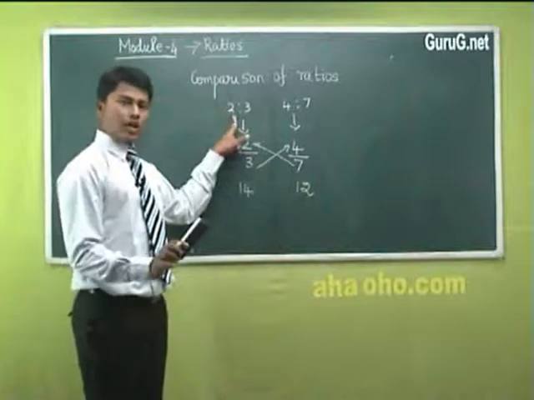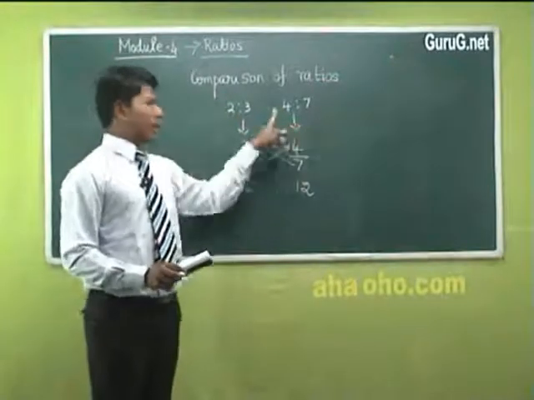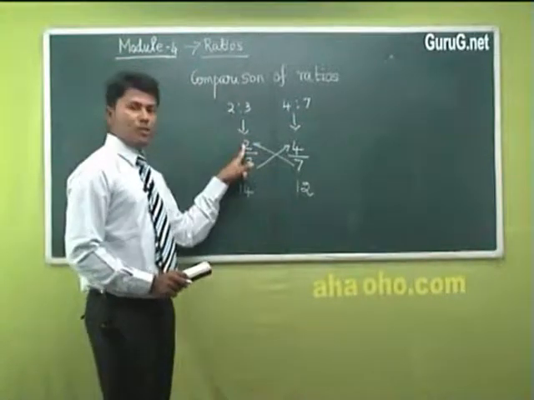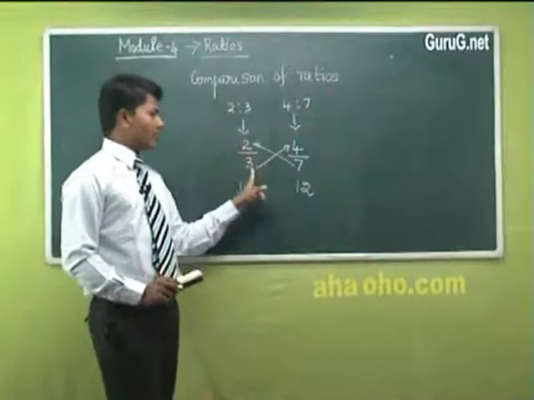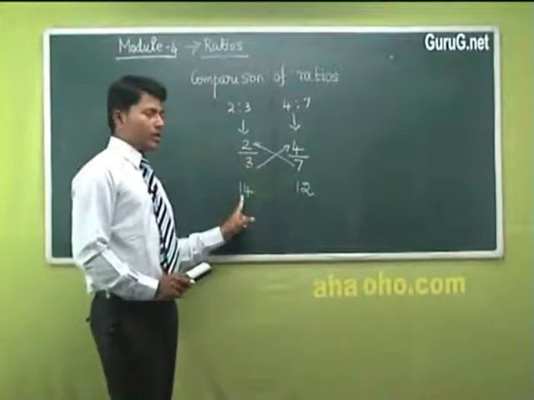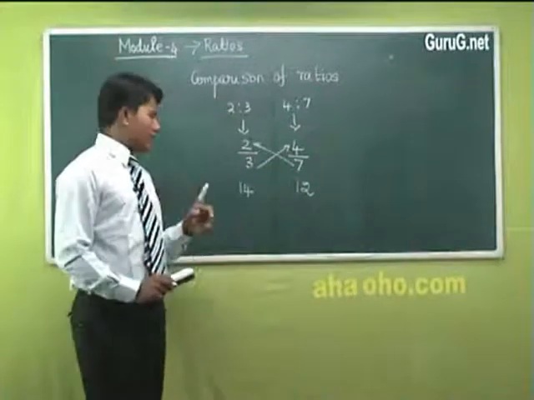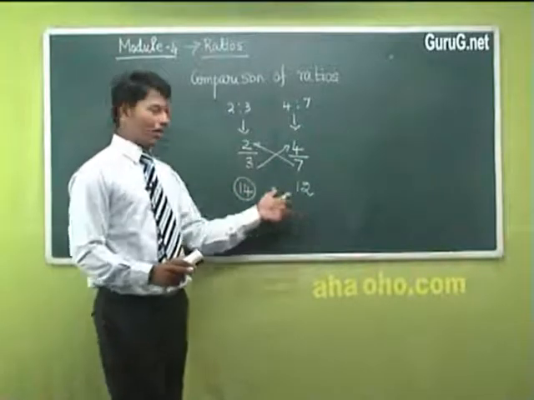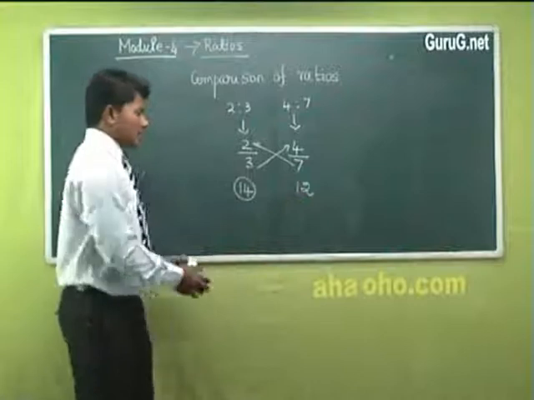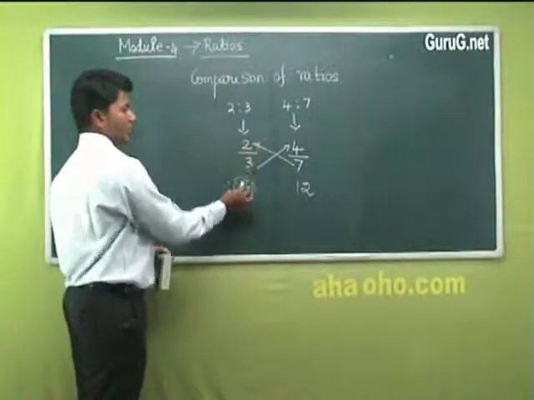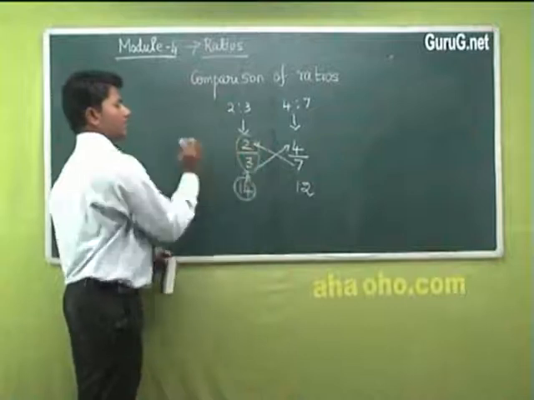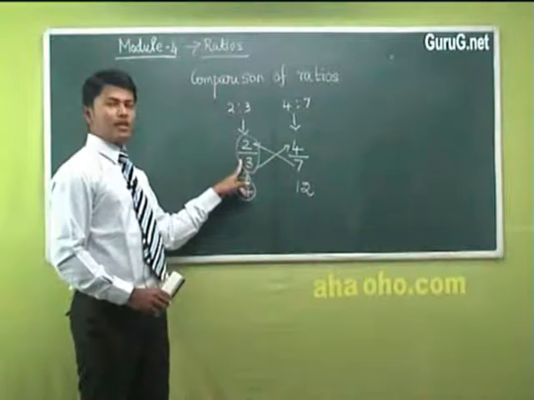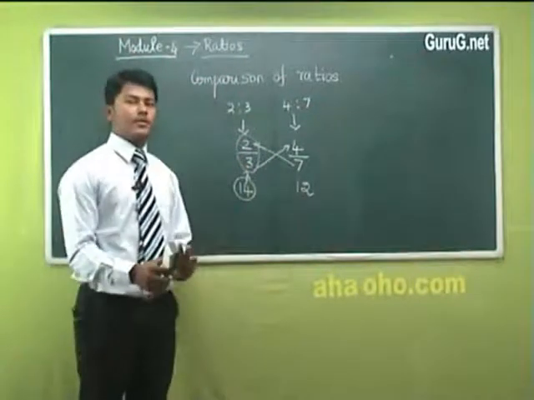You want to compare two ratios, 2:3 and 4:7. Write these ratios in fractional form, 2/3 and 4/7. Cross multiply the numerators and the denominators. 2 into 7 is 14, 3 into 4 is 12. Now observe, which one is greater? 14 is greater than 12. Just see the value above. Which ratio corresponds to 14? 2 by 3. 14 is beside 2 by 3. So 2 by 3 is greater than 4 by 7.